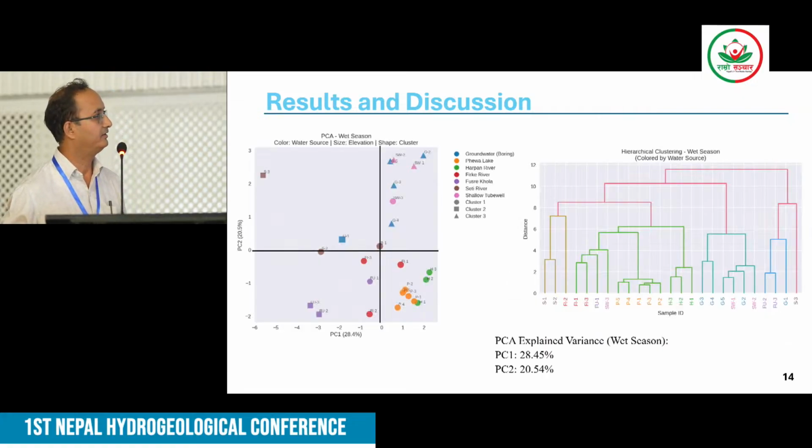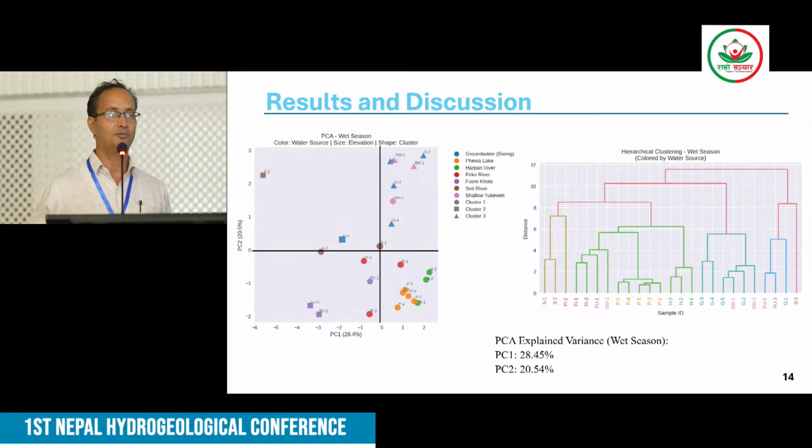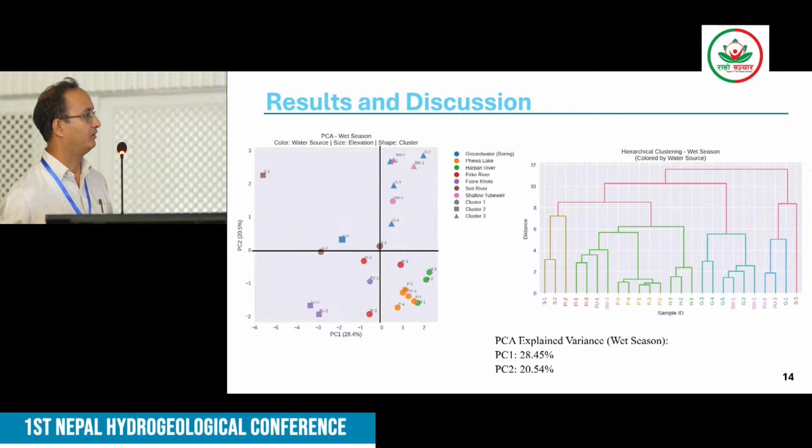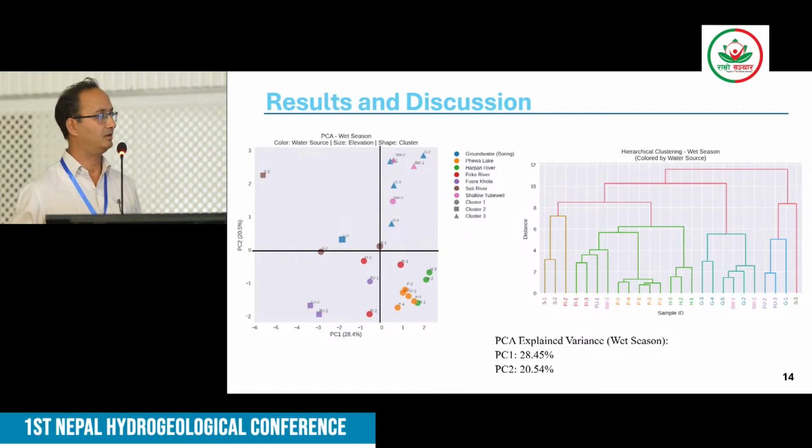This slide is the principal component analysis. We have mainly two components, and the total variance in component 1 and 2 is almost 30 and 20. So of the total 100% variance, the explained variance is 30 and 20.